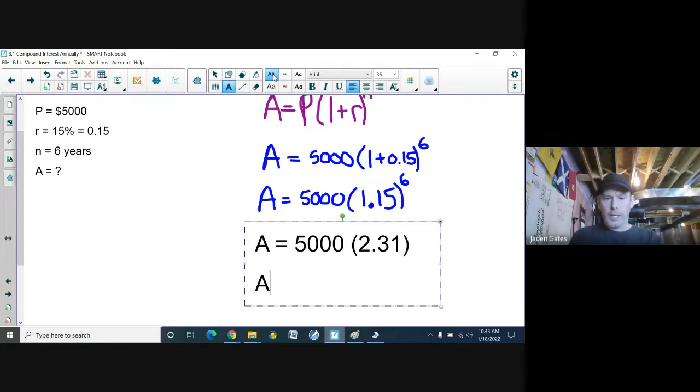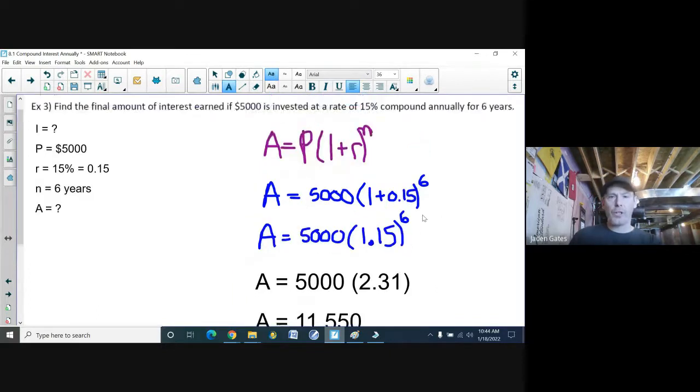All right, now just to multiply next up. Ooh, we're going to get a much bigger number. So I take my 2.31, I times it by 5,000, and I get 11,550. But that is not what the question's asking me.